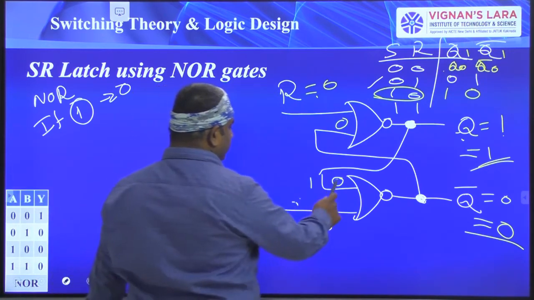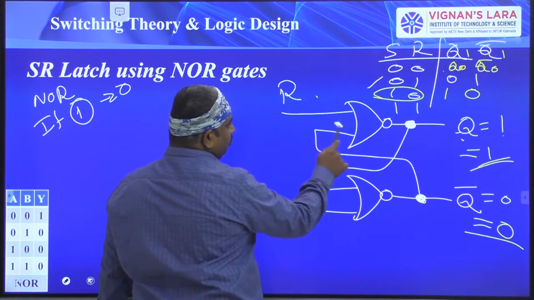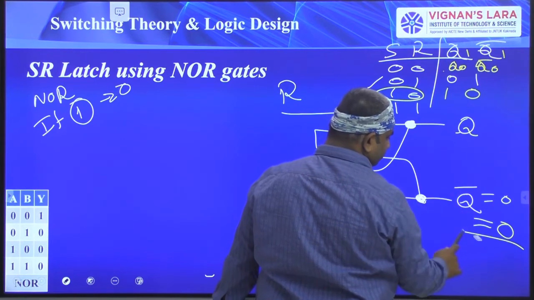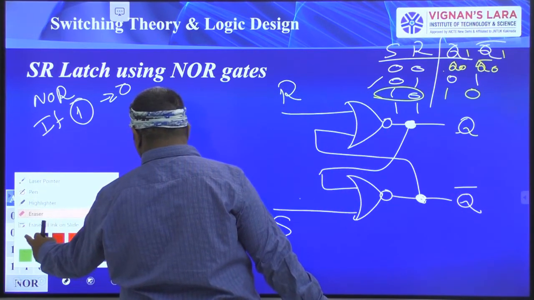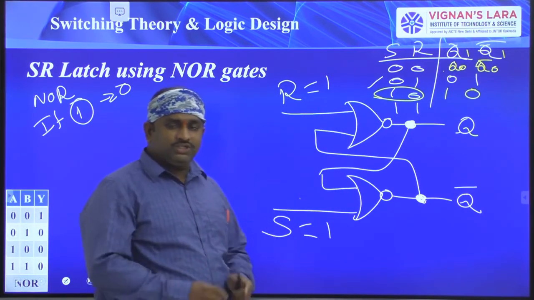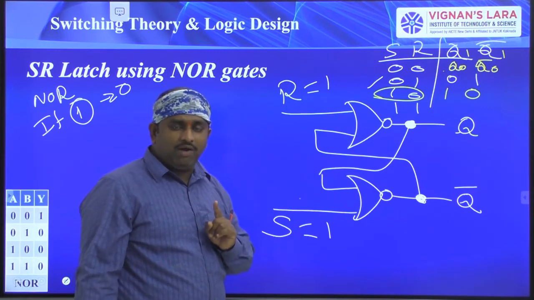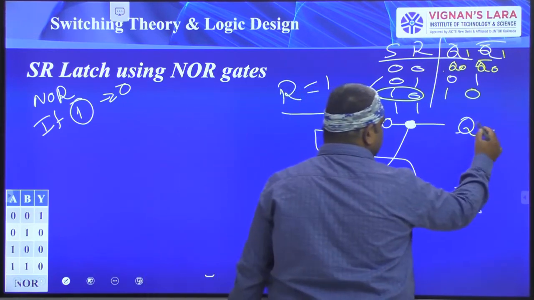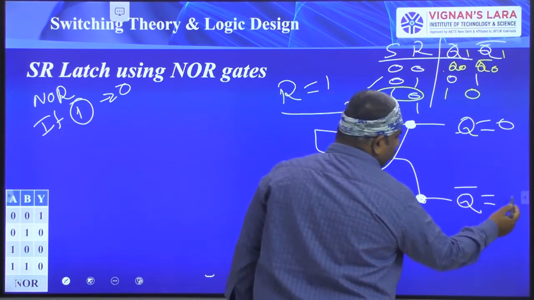Next, coming to the last logic, S equal to 1 and R equal to 1. For this combination, see carefully. S equal to 1, R equal to 1. We know that if any one of the inputs is equal to 1 for the NOR gate, the output is automatically 0. And see here, for this NOR gate also, one of the inputs is equal to 1, so the output is equal to 0.